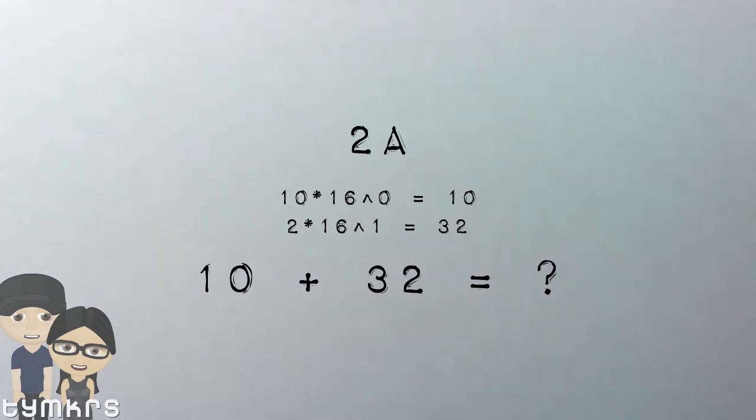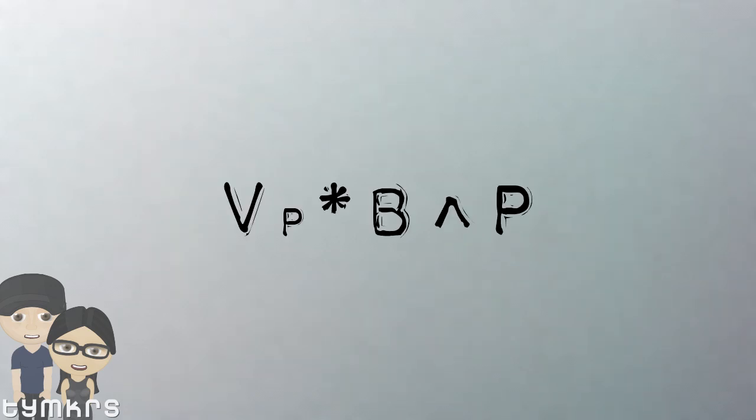So let's take this random number in hexadecimal, 2A, and run it through the same algorithm that we've been playing with. We start with the least significant symbol, which is A, and A in base 10 is 10. So 10 times 16 to the power of 0 is 10, and 2 is in the 16's place. So 2 times 16 to the power of 1 is 32, and then we add them together. 10 plus 32 is... Too easy for you?